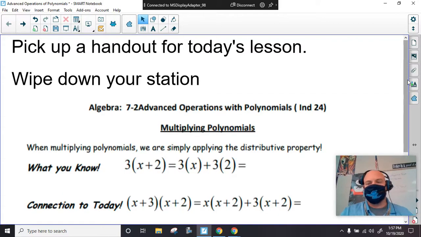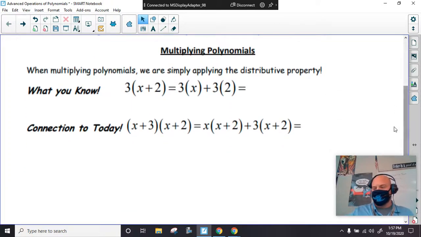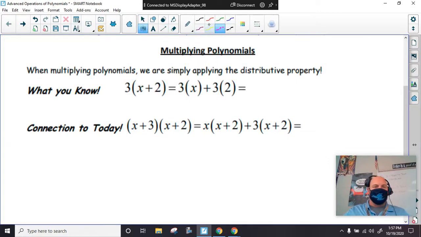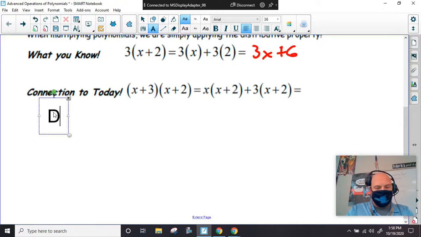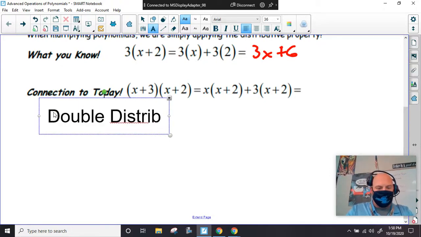All right, so kind of piggybacking off of Friday's lesson, we had the distributive property like this. We say 3 times x, we get 3x. 3 times 2 is 6. This is kind of what we did the last time. What's going to be different here is this part today, where it's a binomial and a binomial. And this is using something, I'm going to type this out because my handwriting is atrocious. This is using the double distributive.